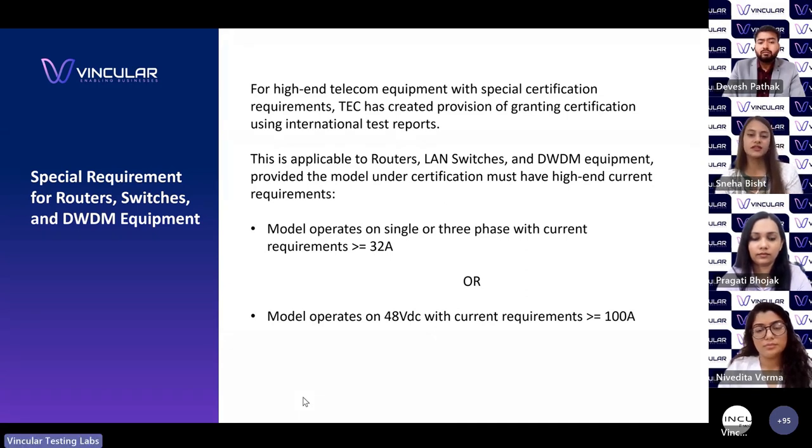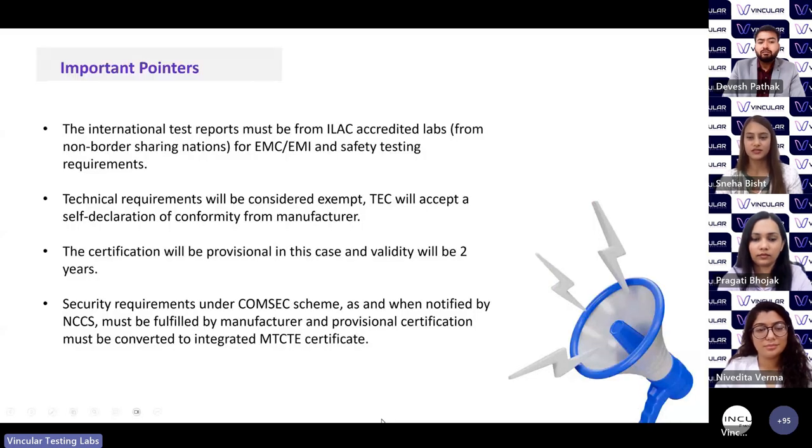With this special certification criteria, there are some things to be noted. First one is that the specifications related to the voltage, current, and power requirement of the product must be mentioned in the bill of material, the BOM file, while submitting the application to MTCTE. It must also be noted that international test reports must be from ILAC accredited lab from non-border sharing nations for the EMC, EMI, and safety testing requirement only.